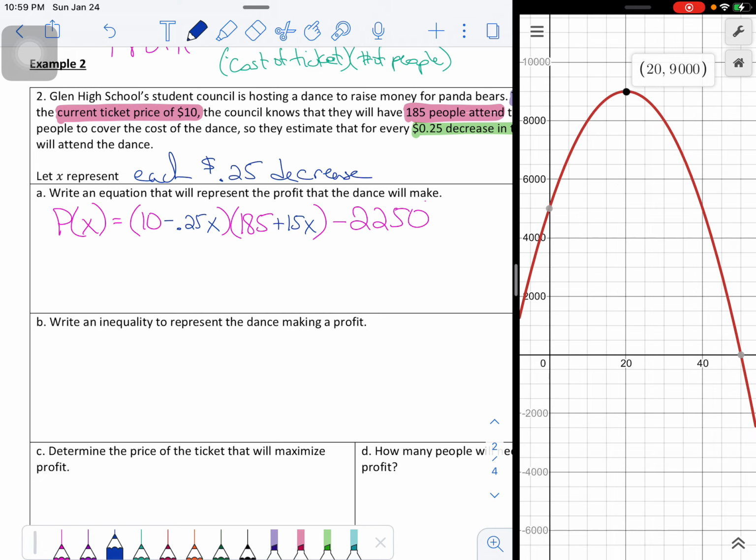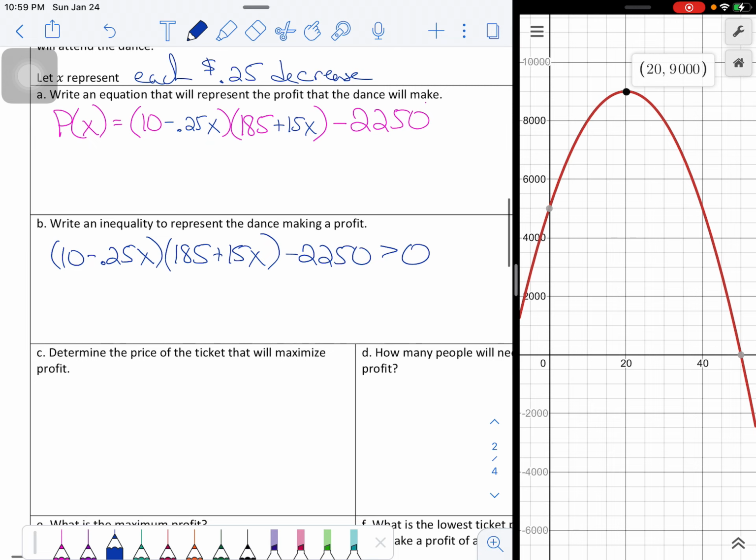And the inequality to represent the dance making a profit, that's a little different, but not too much. Basically, for the dance to make a profit, we want this part of the expression to be greater than 0. All right, so 10 minus 0.25x, 185 plus 15x, and I'm not multiplying any of that out, don't need to. Minus 2250 is going to be greater than 0.